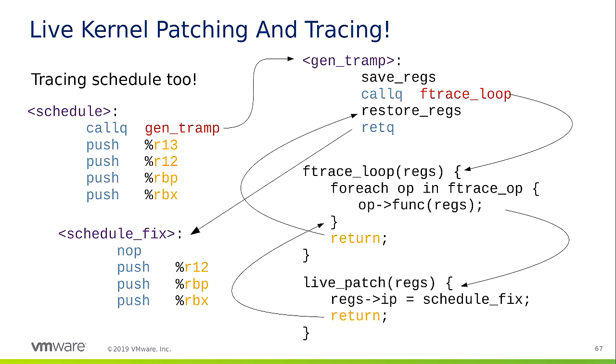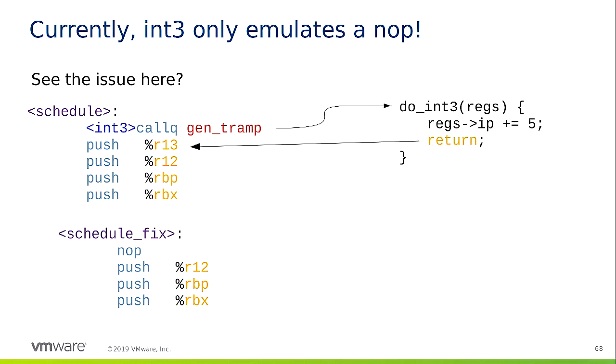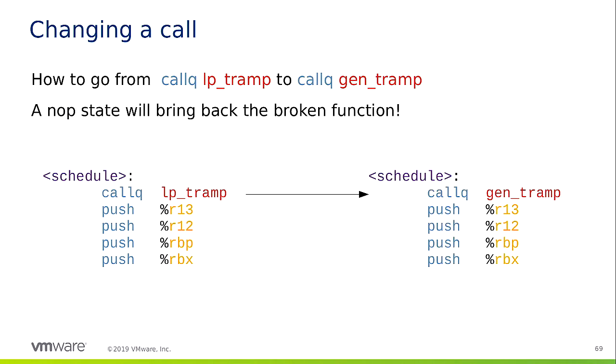But let's say we want to trace the scheduling as well. If we want to trace the scheduler, it's going to change to a generic trampoline that's going to call our loop function that's going to loop between the tracing as well as the live patch code there. But you see, we went from calling a fixed bug to a generic trampoline. If we were to do the breakpoint handler between that, we just return back to the buggy scheduler. So during this transition, we're going to run buggy code. So we can't do that. We have to go from the live patch trampoline to the generic trampoline.